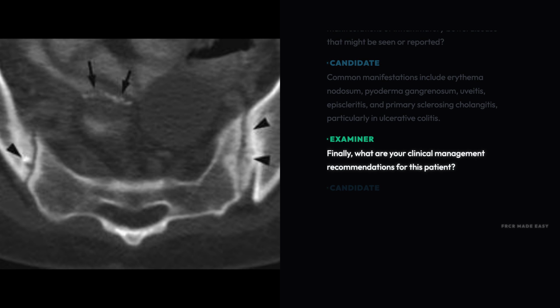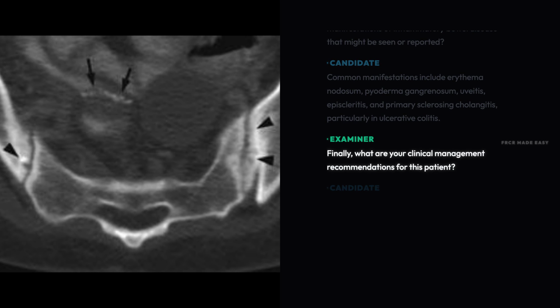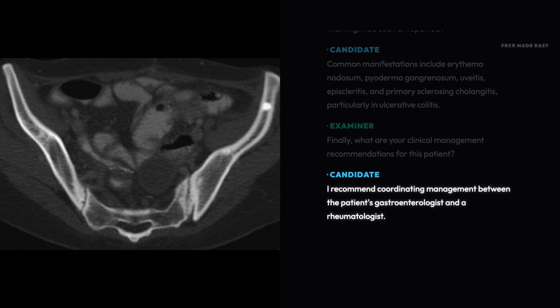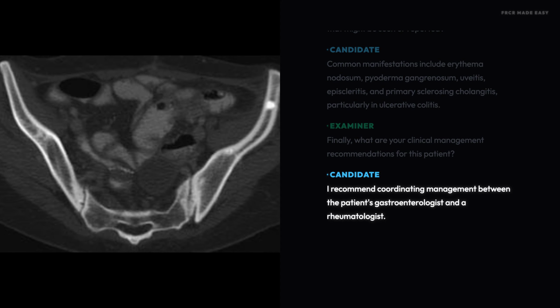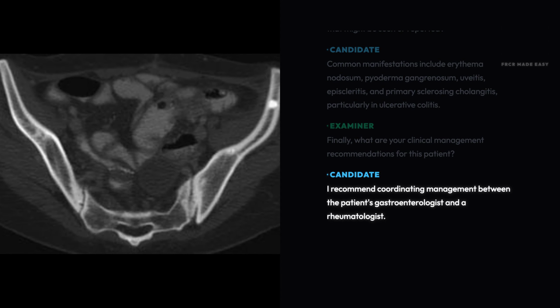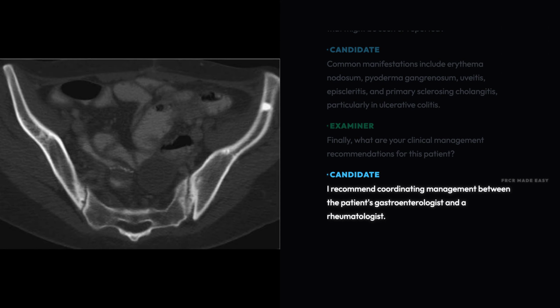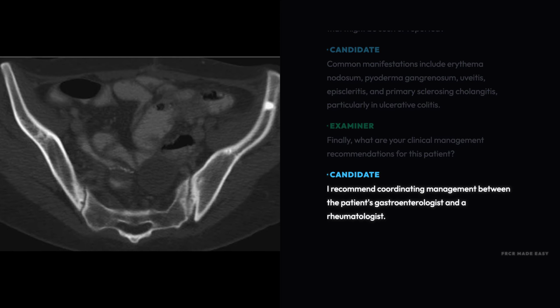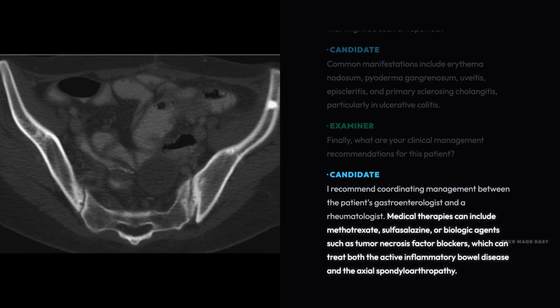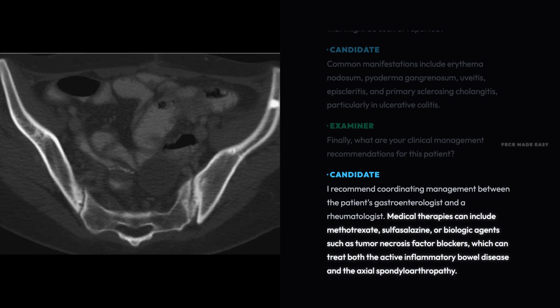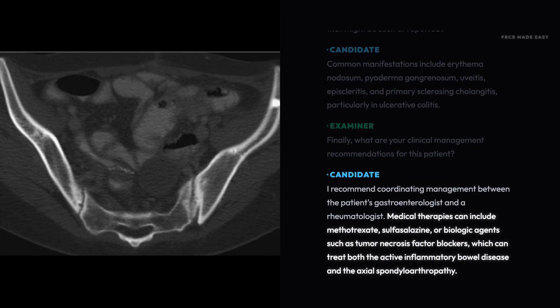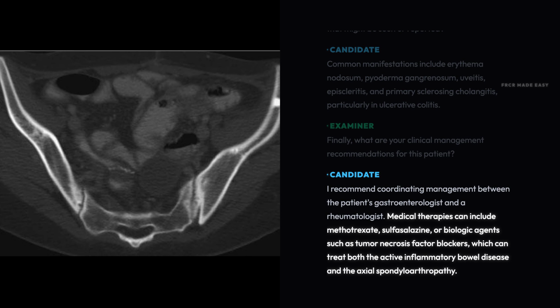Finally, what are your clinical management recommendations for this patient? I recommend coordinating management between the patient's gastroenterologist and a rheumatologist. Medical therapies can include methotrexate, sulfasalazine, or biologic agents such as tumor necrosis factor blockers, which can treat both the active inflammatory bowel disease and the axial spondyloarthropathy.